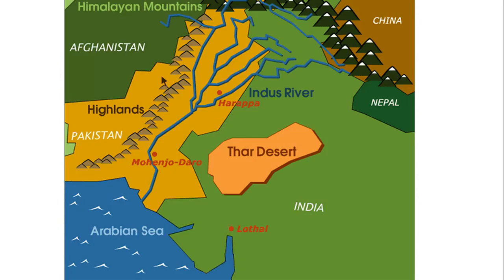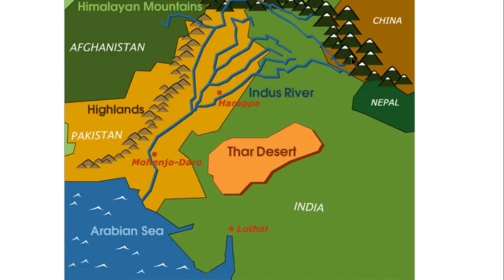There were more than 1,400 towns and cities located along the Indus River. Can you believe that? That's so many towns. But the biggest cities were called Harappa and Mohenjo-daro. Each of these cities had as many as 80,000 people. These cities had great protection from invaders. The highlands to the northwest and the Himalayan mountains to the northeast prevented unwanted visitors.